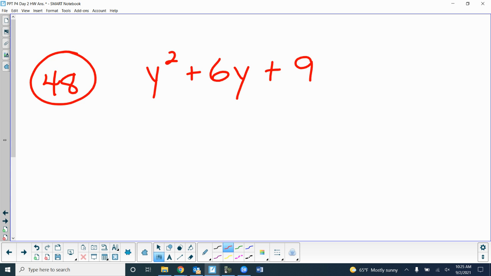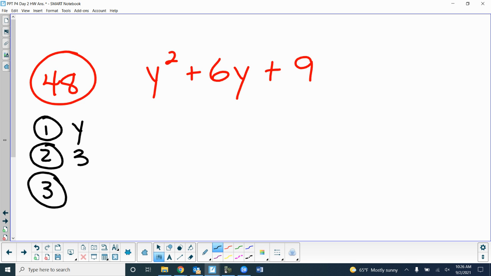So what did I tell you to do to check to see if it is one of those? I called it the 1, 2, 3 test. How do I get number 1? Square root of y squared, the first term. How do I get number 2? Square root of the 9, the third term. For number 3, just multiply those two answers. y times 3 is 3y. What are we checking now? If that answer was half the middle, which 3y is half of 6y, right?